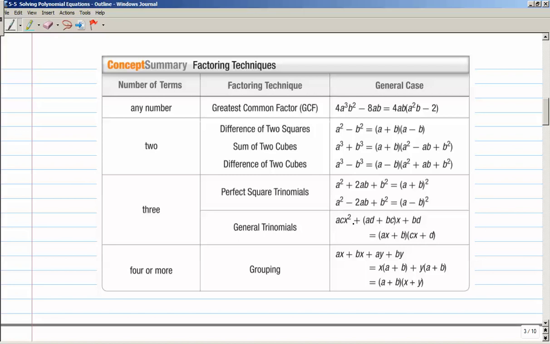General trinomials, this is a very confusing formula. But just remember, a general trinomial is in the form ax squared plus bx plus c. If a is 1, you're looking for two numbers that multiply to c and add to b. If a is greater than 1, then you're looking for two numbers that multiply to whatever a times c is and add to b, and then you'll need to use grouping from there.